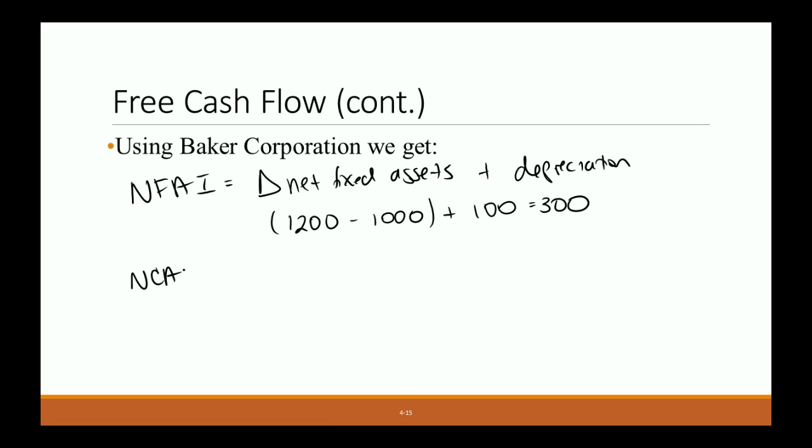Our net current asset investment is equal to the change in our current assets minus the change in our accounts payable. And I'm just going to distribute the negative sign and say the change in accruals as well. So the change in our current assets is found on the balance sheet. And we see that it's gone from 1900 in 2011 to 2000 in 2012.